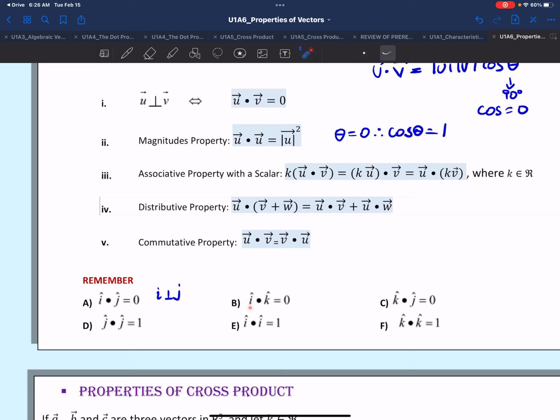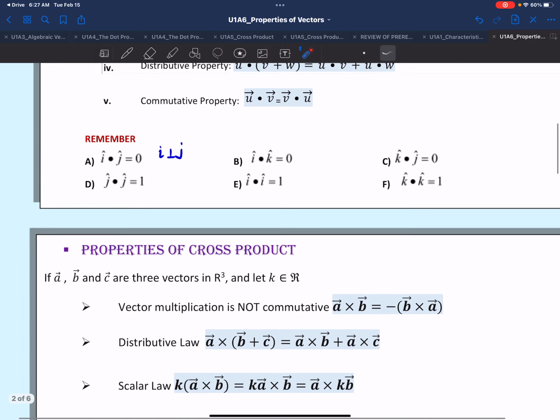Similarly, i dot k is 0 because they are perpendicular, and k dot j is also 0. So a unit vector dot producting itself would be 1. That's because the angle is 0, which makes cosine equal to 1. The same thing applies to i dot i and k dot k.